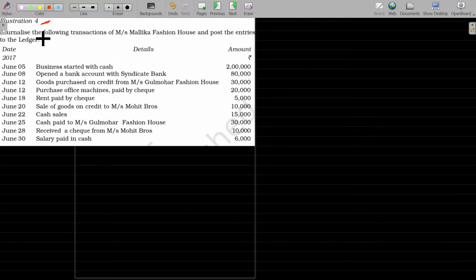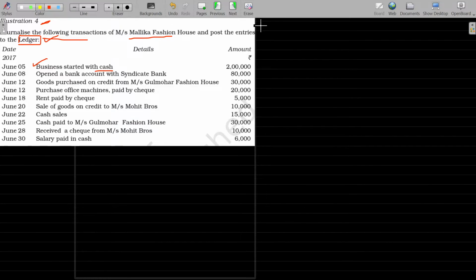Illustration number 4. Journalize the following transactions of Mrs. Mallika Fashion's house and post the entries into the ledger. In this illustration, I am going to introduce the ledger preparation also. Passing the journal entry, then later I am going to prepare the ledger. Ledger is nothing but grouping the account. First entry being business started with cash.